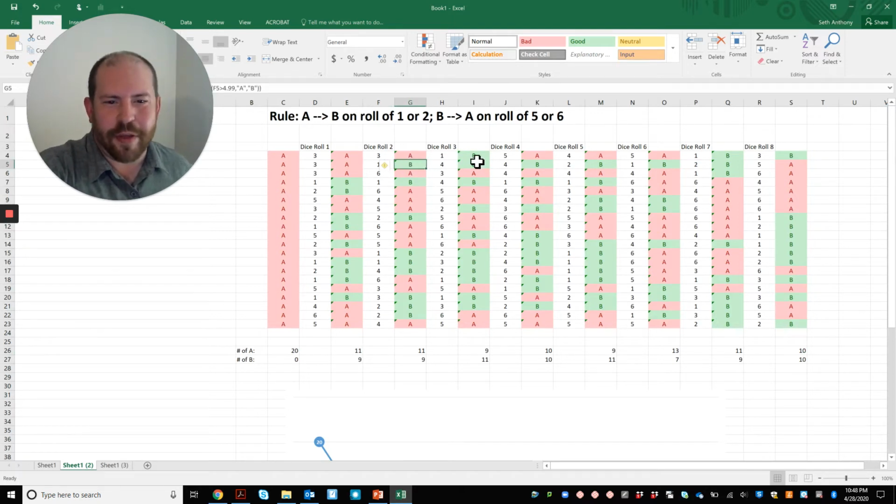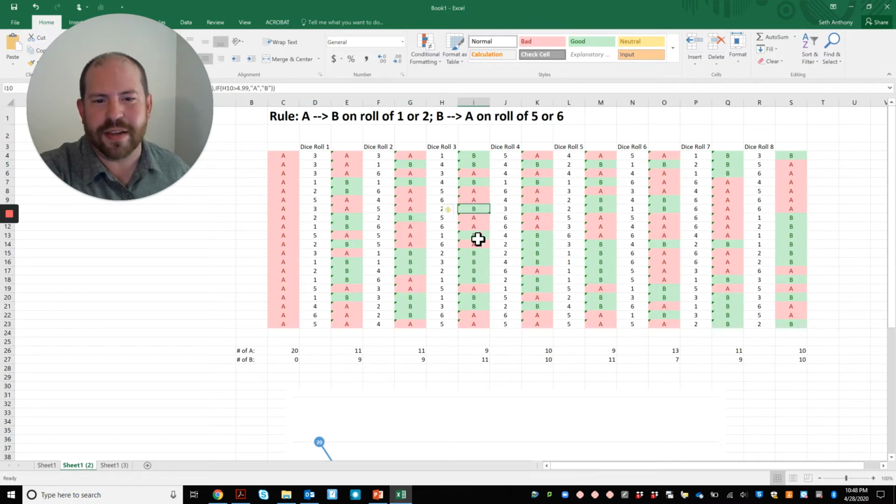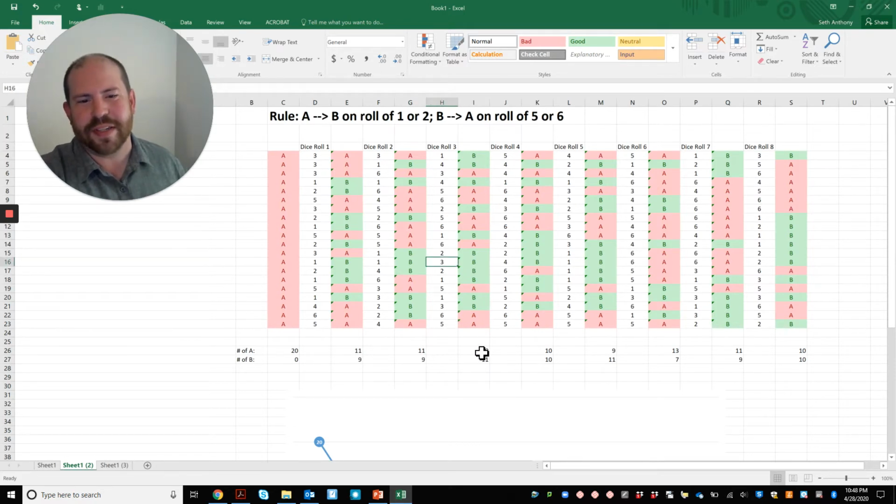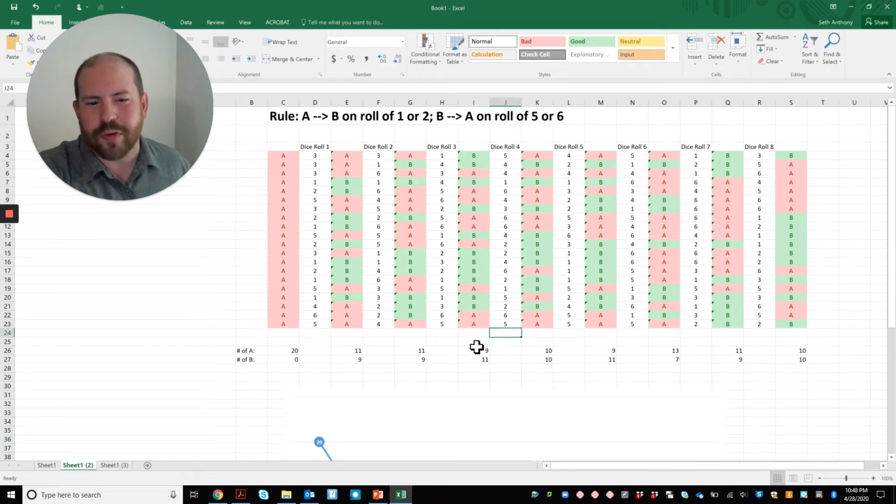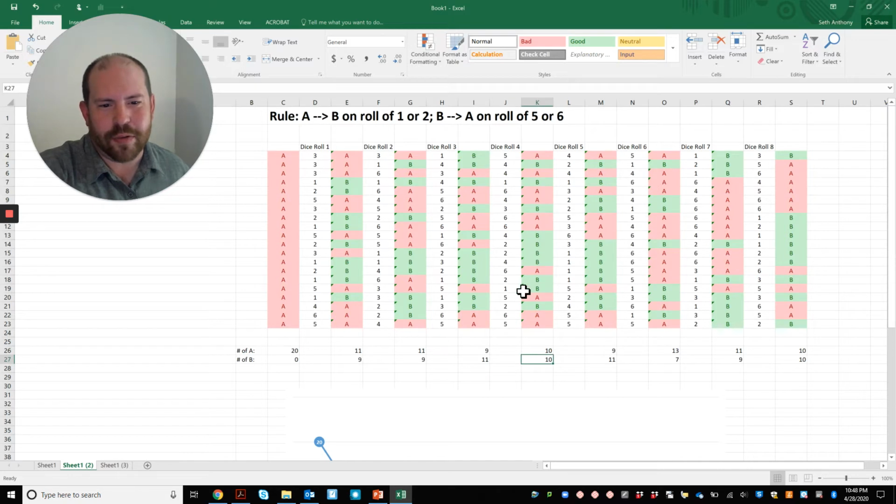Same idea is true in the third dice roll. Some A's, like this one, are going to convert to B's. Some B's are going to roll 5 or 6 and convert to A's. And in this case, those numbers aren't precisely the same, and we end up forming a few more B's in the third dice roll. We lose one of those B's in the fourth dice roll. And now we're evenly split between A's and B's.